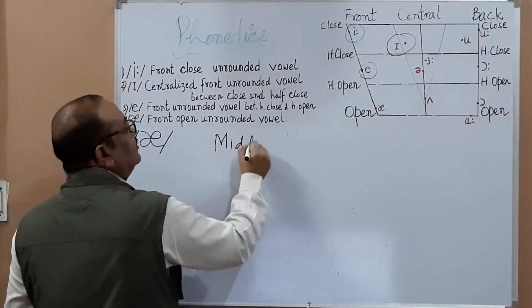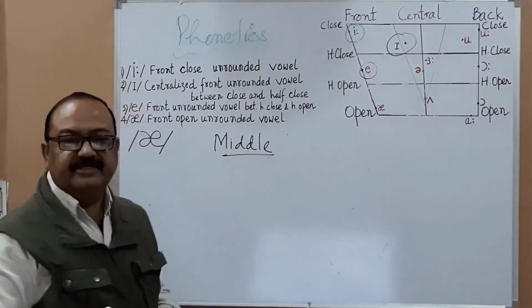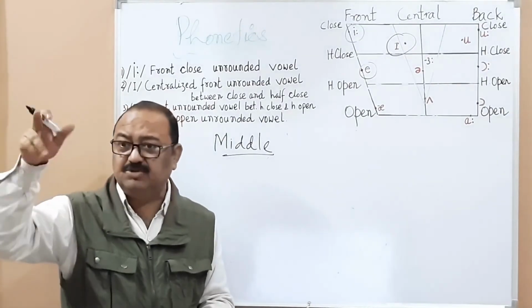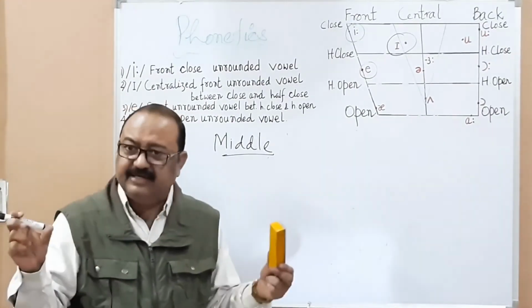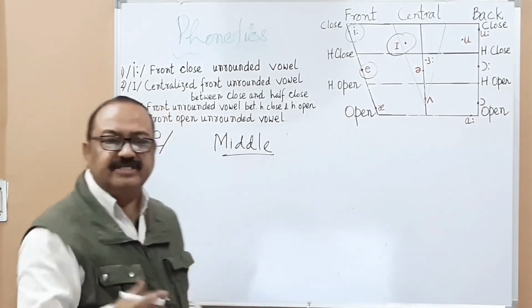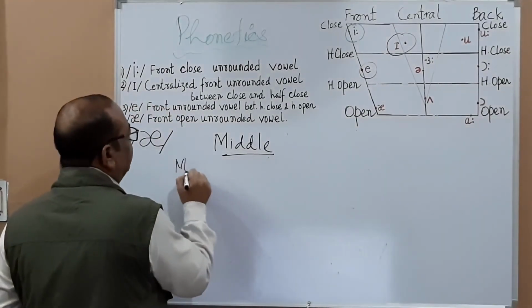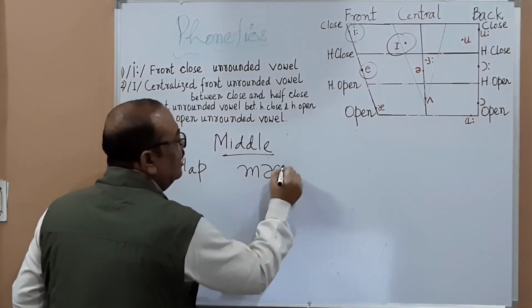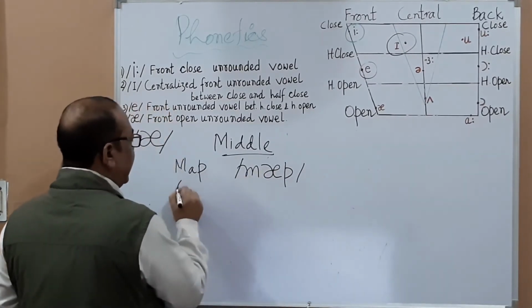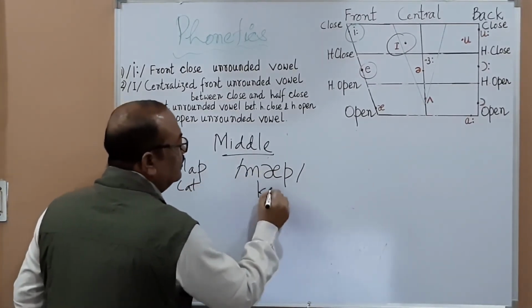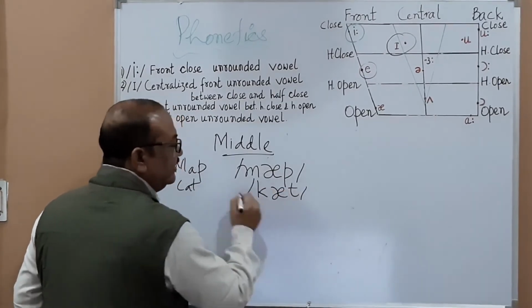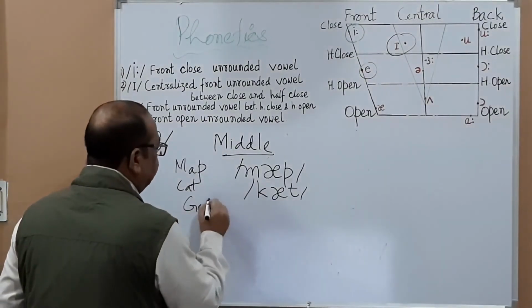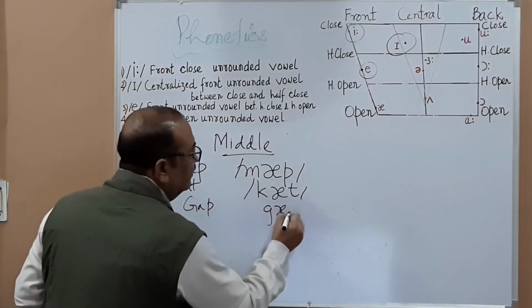Middle position. Now let us take some words where we have this in the middle position. We have already spoken about mat, cat, rat, fat, and all. Here, you have this sound occurring in the middle. For example, map. So this is how we write map. M and p, map. Cat. Okay. Yes. One word. Gap. Okay. Gap. G and p.